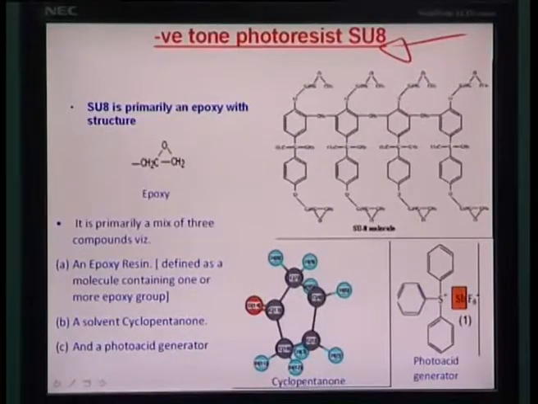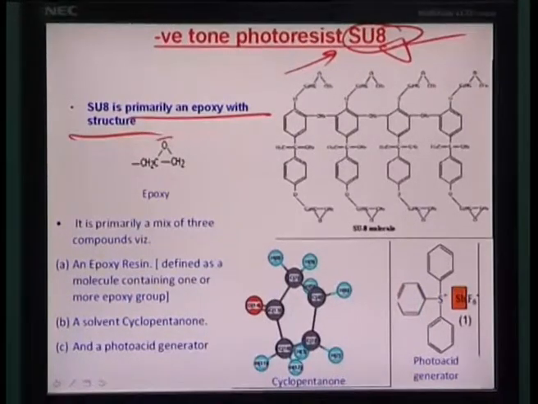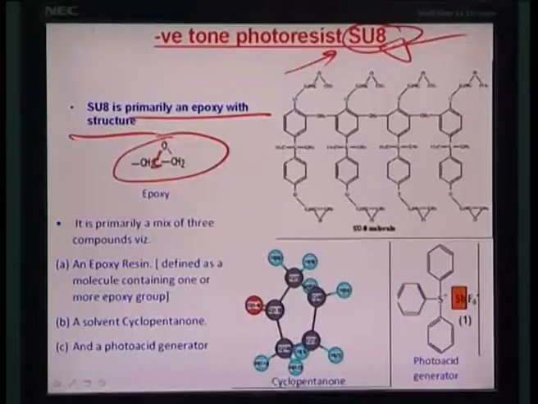You may also be wondering by now what it is that causes the area which is exposed to light to suddenly become sensitive, changing the chemical nature. So I would like to give an example of this particular kind, SU8, which is a negative tone resist, as you can see here. It is primarily an epoxy. Okay. So the way that an epoxy is made is like a C-O-C bond, as you can see here. It is a triangular bond with the carbon sharing electrons with the oxygen atom.